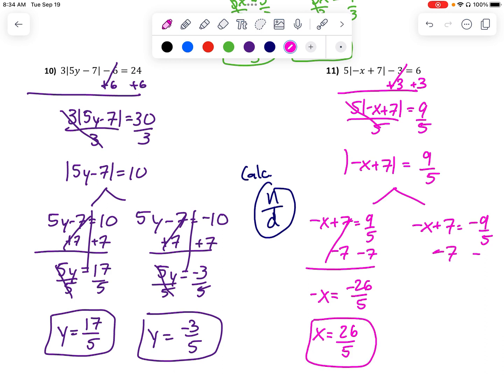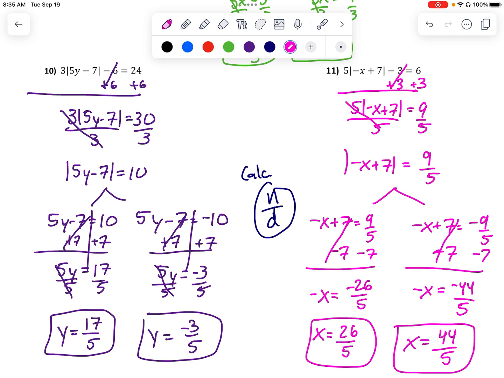Other one, still subtract 7. So again, you probably want to use that fraction button on your calculator. So when you type that in, you're going to get negative 44 over 5. Again, both sides are negative. We want x to be positive, and that changes both sides to be positive. So we're left with 44 over 5.